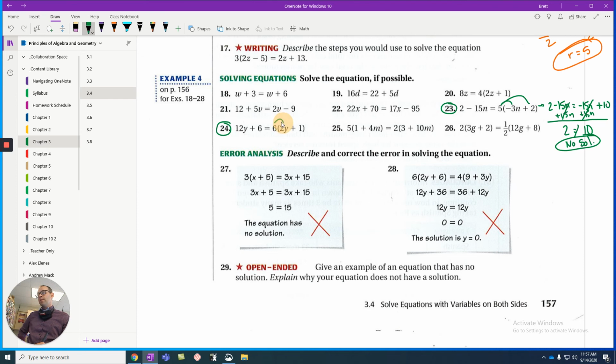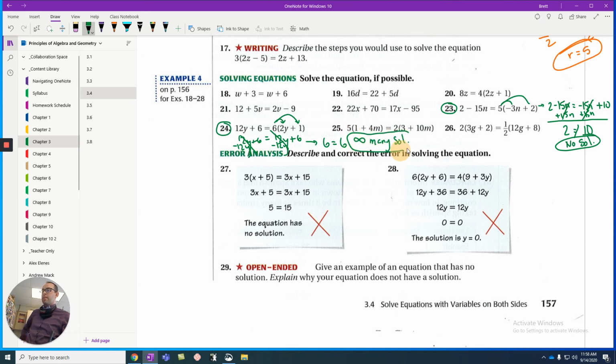But watch what happens when we do number 24. If we distribute, we get 12y plus 6. On the other side, we have 12y plus 6. You guys notice that the equations are identical? If I minus 12y from both sides, it will cancel on both sides. And that will leave me with a 6 equal to a 6. When that's the solution, I never figured out what y was, which means y can be any number. That tells us that there are infinitely many solutions.